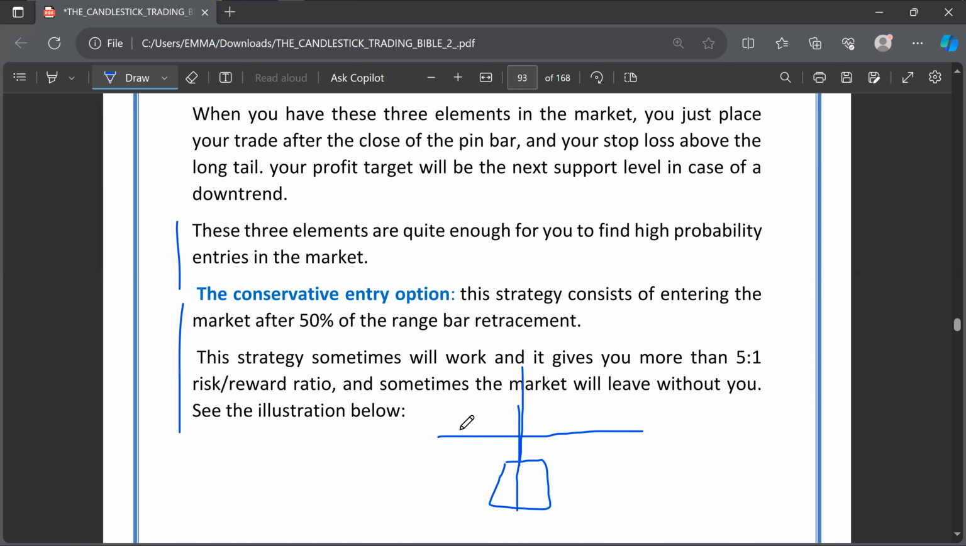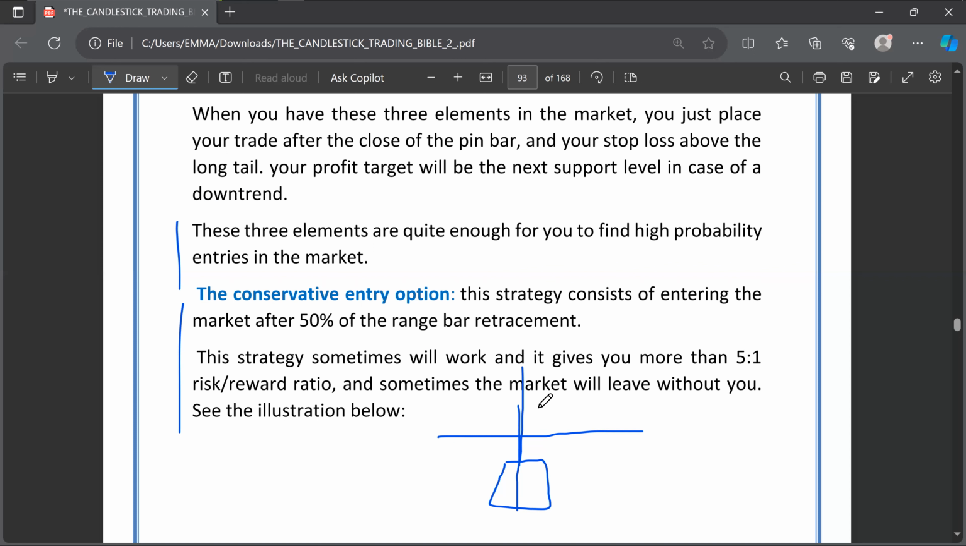This strategy sometimes will work, and it gives you more than 5-to-1 risk to reward ratio. And sometimes the market will leave without you, right? It's conservative in the sense that you want to be what? Your risk to reward ratio is very tight. That's what it means. You don't want any misfortune, any bad market, any bad entry. So you are very patient. You wait to see a clear signal, to be more convinced. So that's why you wait for it to actually cut the middle of what? That pin bar. So that is what it means.